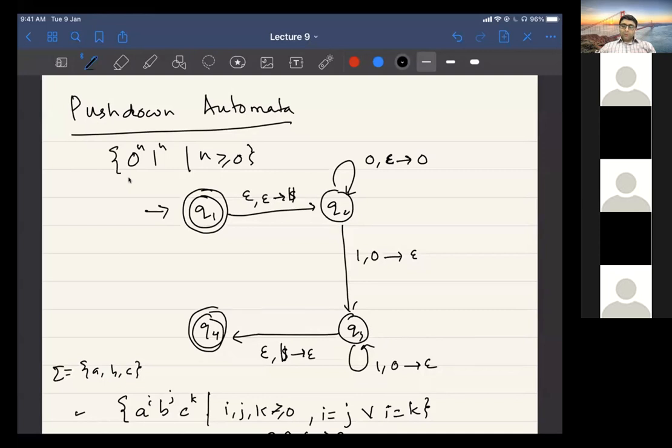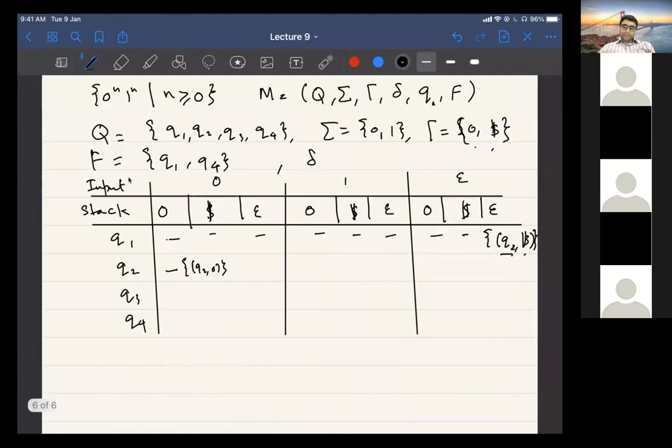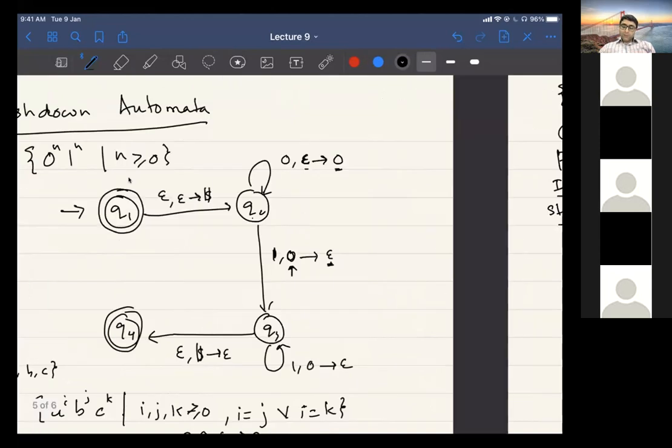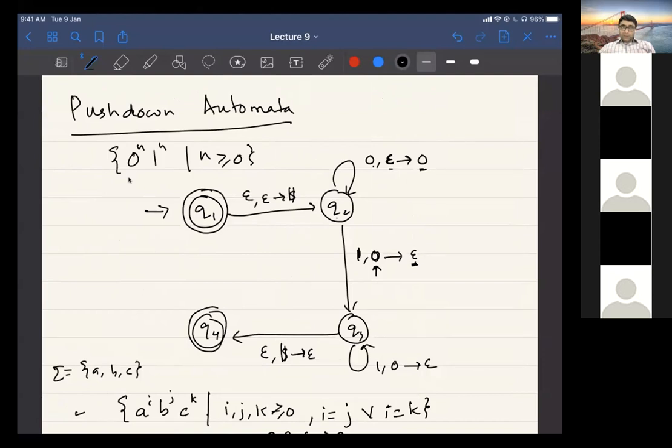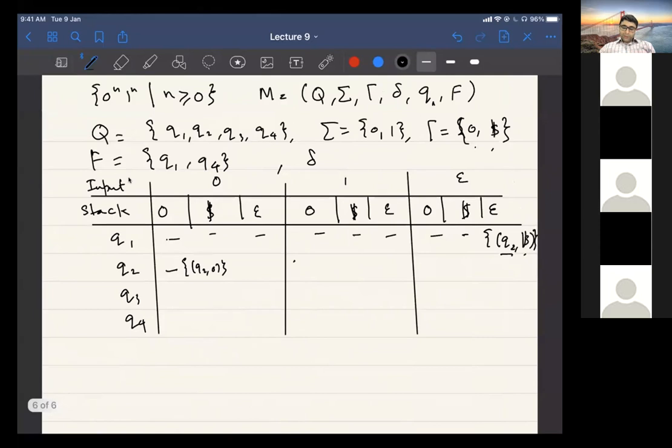So when the machine is in Q2, it reads zero, and epsilon and remains in Q2 and pushes zero onto the stack. When it reads one, it expects a zero onto the stack. When it reads one, it assumes that zero is on the top of the stack, and it pushes epsilon onto the stack. Okay. So when the machine is in Q2, it reads one. It assumes that it is zero on the stack. And what does it do?